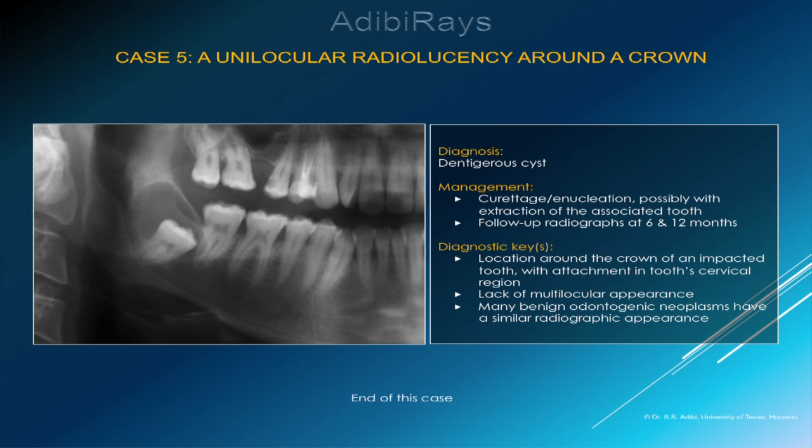The key diagnostic feature of this case is the location of the lesion with respect to the cervical area of the crown of the tooth involved, and its unilocular appearance, as many benign odontogenic neoplasms are.